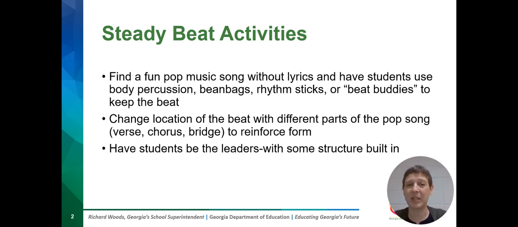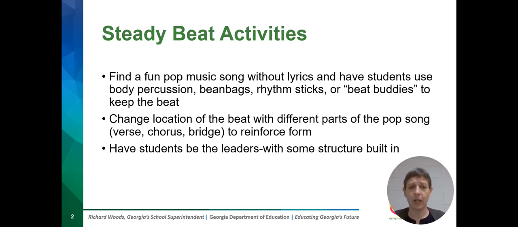Just remember to keep in mind what we talked about last time about finding appropriate music. For older students, as you're moving into talking about form, especially pop song form like verse, chorus, bridge, especially third, fourth, fifth grade, you can have students change the location of the beat to reinforce the form. Maybe they put the beat in one place for the verse, a different place for the chorus, and then something completely different for the bridge, to reinforce that that's a very different part of the song.